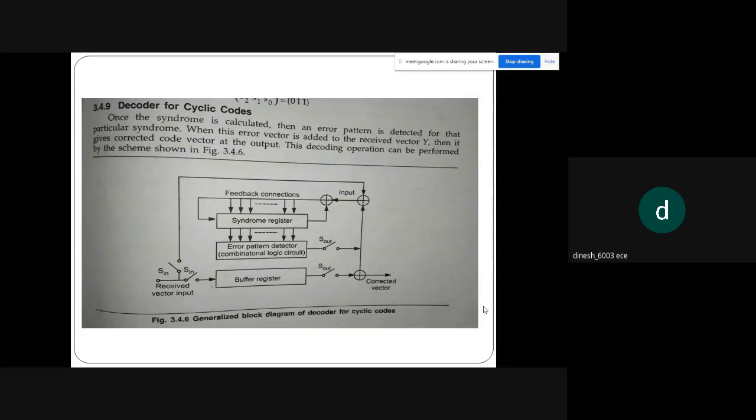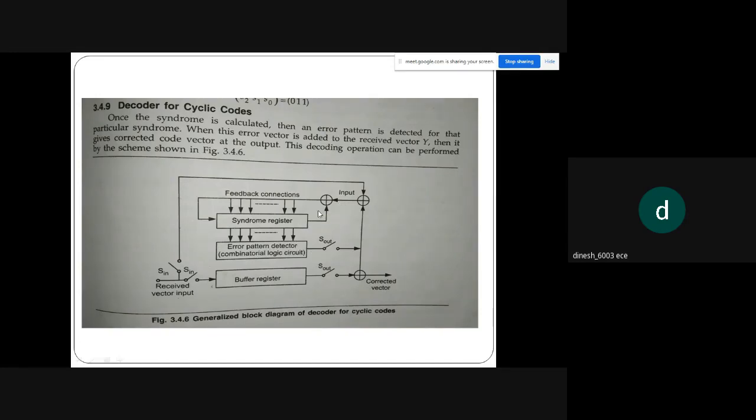So this is the generalized block diagram for a decoder of a general cyclic code. We have inputs, which is your input received from Y. You can see the received vector input, Sin, goes to your input. The other input comes from your corrected vector, through a switch from the buffer register, which is obtained from the received vector input. They are connected, then modulo 2 addition is performed and it is given to the syndrome register. The input bits, all in sequence of Y, are given to this syndrome register. The syndrome register will calculate the syndrome. If an error is there, it will be given to the error pattern detector for detecting errors and it will be corrected.